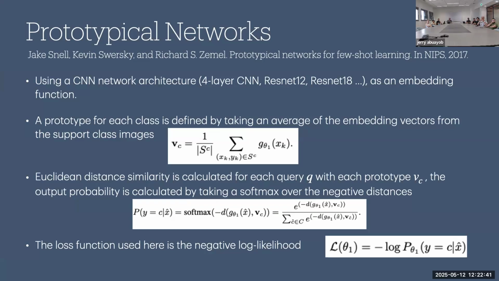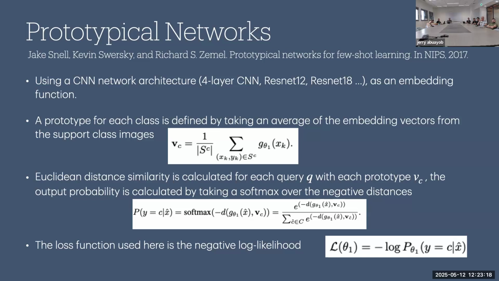So as I said, we can use a CNN network architecture. Usually in few-shot learning, in these settings, they use either a 4-layer convolutional neural network or a ResNet 12 or a ResNet 18. Also, sometimes they use a wide ResNet 28 as an embedding function. And then the prototype for each class is defined by taking the average, like I said. So if S over here is the support class images, we simply take the sum of all of the embeddings and divide it by the number of them.